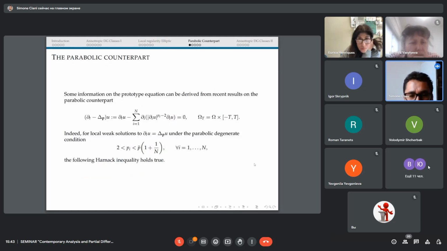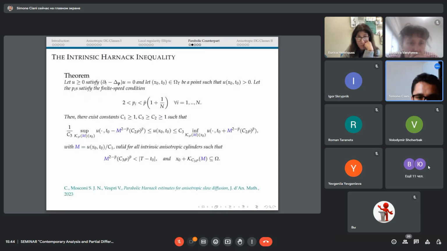Going on, one can ask what is done in the case of an isotropic counterpart of the equation. It comes out that if one treats only the parabolic equation with the prototype, so the parabolic equation associated to the anisotropic p-Laplacian in the degenerate case, where all the p_i are greater than 2 but smaller than a particular parabolic quantity, then one recovers a Harnack inequality and therefore also Hölder continuity. This is the statement of the Harnack inequality for the parabolic counterpart of our equation. In particular, we pick a non-negative solution of the parabolic anisotropic equation and pick a point of the domain where the solution is positive. Clearly, here the sense of being positive for the evaluation of the function at a point is already a difficult task.